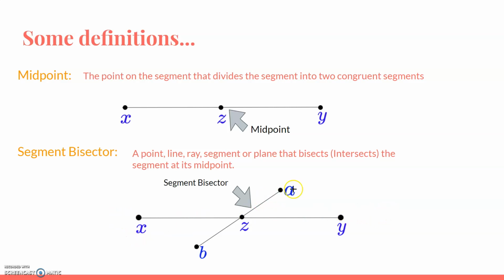There are 2 segments here, XY and AB, and Z is a midpoint. So AB is bisecting the original line segment XY at the midpoint Z. This is going to be the segment bisector, and since it's bisecting the original line segment XY at its midpoint Z, it creates two congruent segments XZ and ZY. So they're going to be equal.